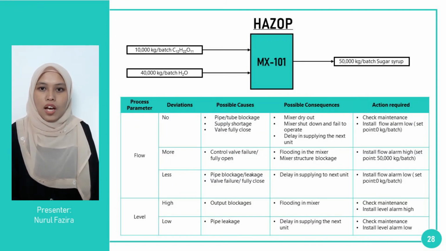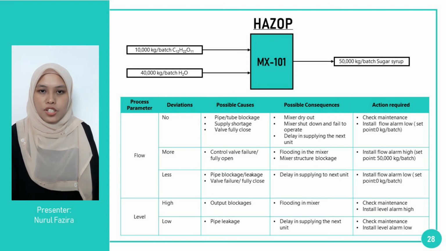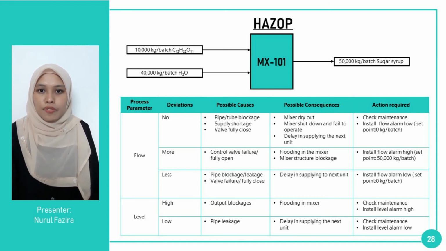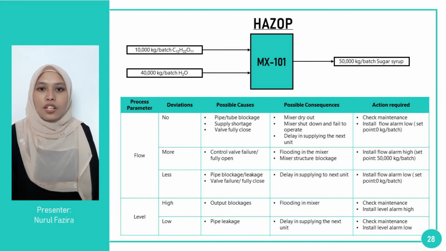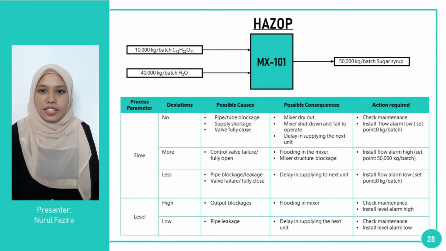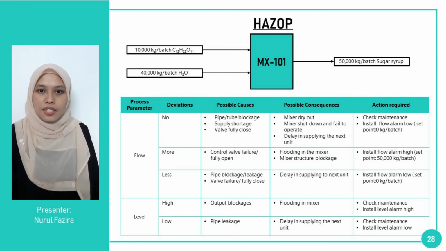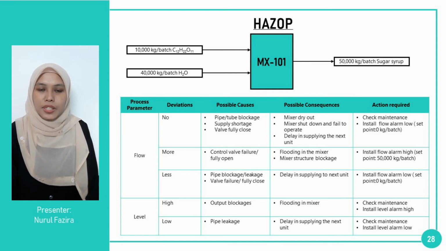The objective of HAZOP is to identify possible deviations from normal operation and to ensure that appropriate safeguards are in place to help prevent accidents. The first column represents process parameters such as flow and level. The second column represents guide words such as less, more, high or low. The next columns are possible causes, possible consequences and action required to help prevent accidents. Because of time constraints, I am just presenting the HAZOP for our first unit operation in the PFD, which is the mixer.